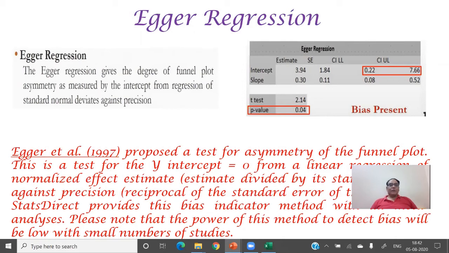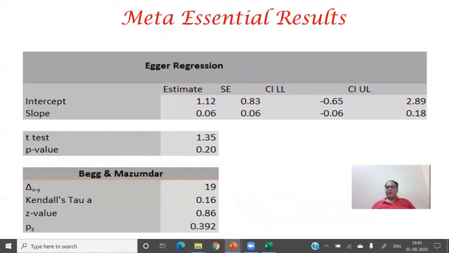This test is also available in Meta Essential, and there we will check the probability value of the intercept of the Egger regression. Significant means biased. Insignificant means unbiased. Now I'm showing you, because we have the data of case 3, and when I apply case 3, I get this result. Now tell me, can we say the studies are biased, or not biased? Now use your mind to answer.